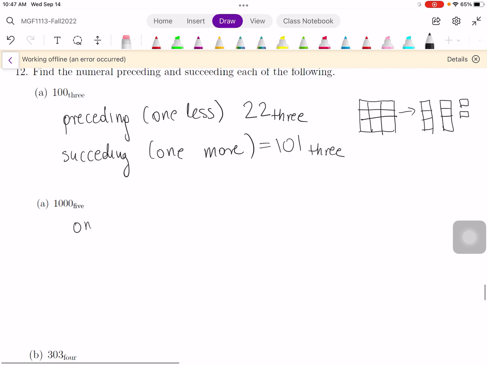So 1 less, the predecessor, and 1 more, the successor, okay? Here notice that the easier one in this part A is 1 more, because if I just want to add the unit, I add 1 unit in base 5. So at the end, the digit at the end.